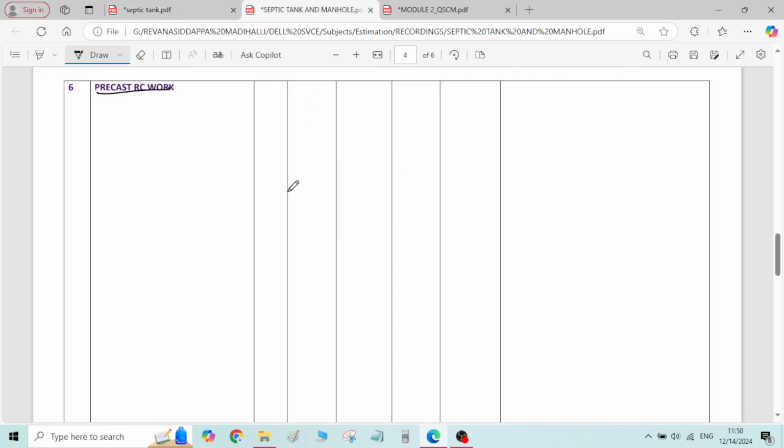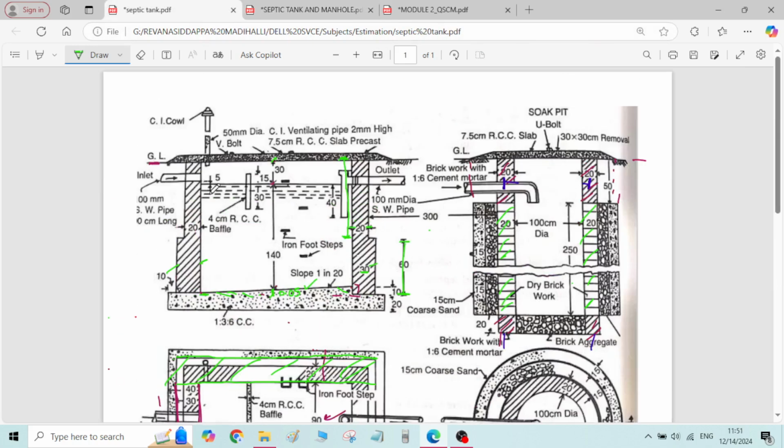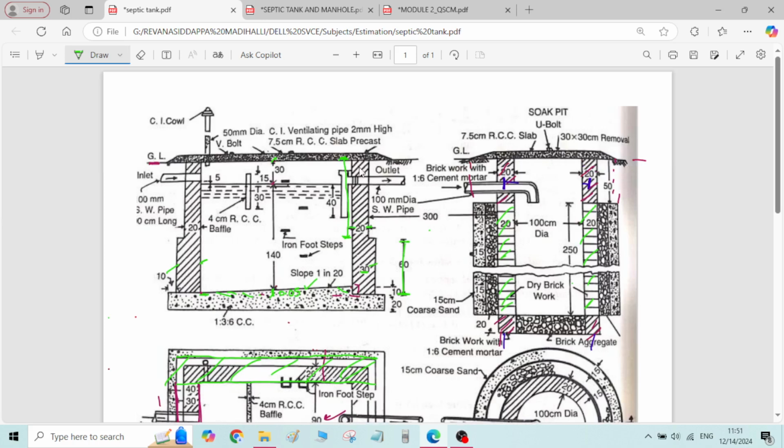Now initially we will do the calculation for roof cover of septic tank. Roof cover of septic tank, it is very simple. Number is 1. We have one number of roof cover. What is the length of the roof cover? In the diagram you can see inner to inner dimension is 200 centimeter, plus add 0.2 on one side and 0.2 on the other side.